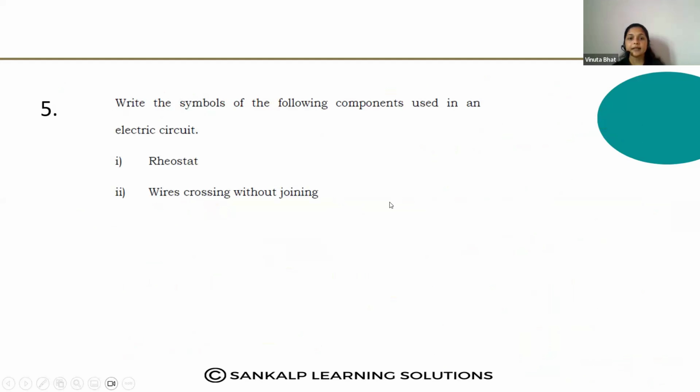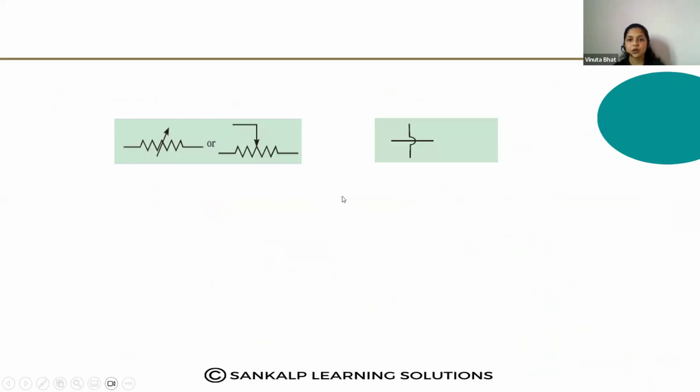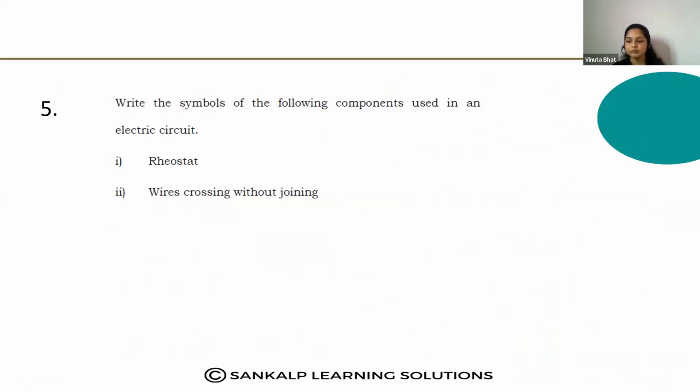Next question. Write the symbols of the following components used in an electric circuit: rheostat and wire crossing without joining. So these two symbols you should draw. Please note this question.